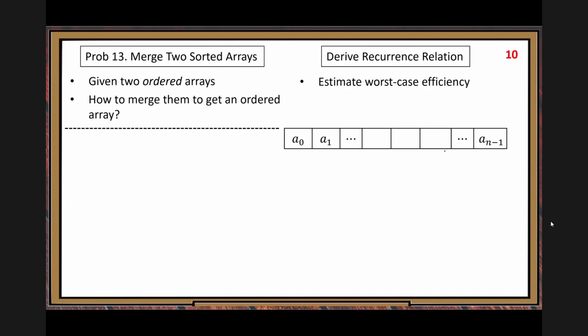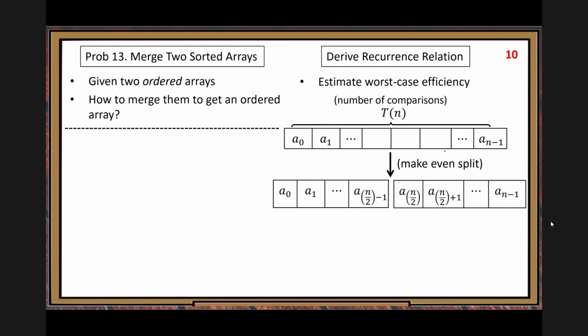So given an array, split in the middle. Let the number of comparisons for merge sort on the whole array with n elements be the function T of n. We want to write the recurrence relation. So let's do the split, an even split in the middle.